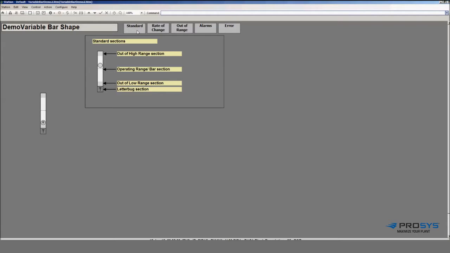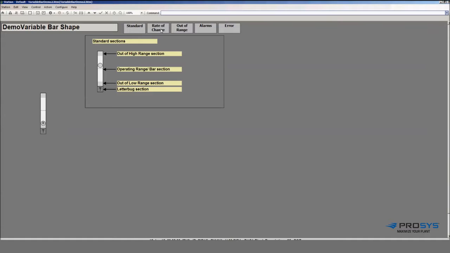The dotted line indicates the center of the operating range. The light gray areas above and below the operating range section are called out of range, and they're used to indicate the current value if it's outside the operating range. A tooltip provides information such as tag name, current value, operating range and description.